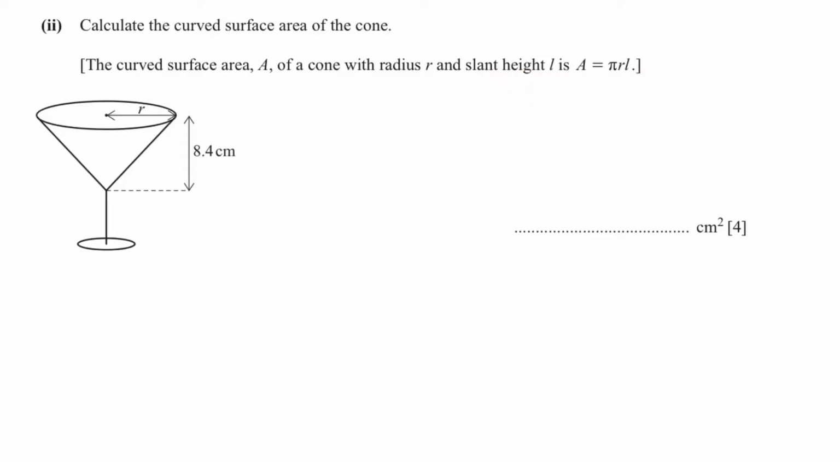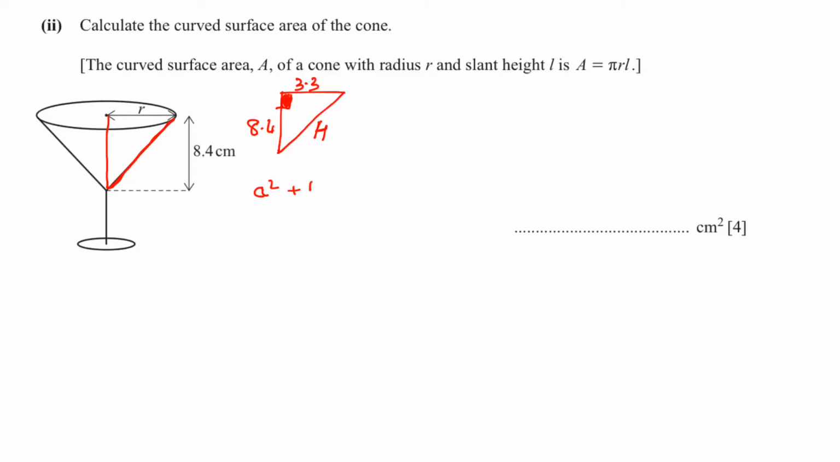Slant height means this height, but we don't have this. We only have the vertical height here. Let's just draw it outside the triangle. So this is your radius, which is 3.3, which we just found, and you have your height, which is 8.4. To find the slant height here, you will have to use the Pythagoras theorem. This is the hypotenuse. Opposite the right angle, which side is there? The hypotenuse.